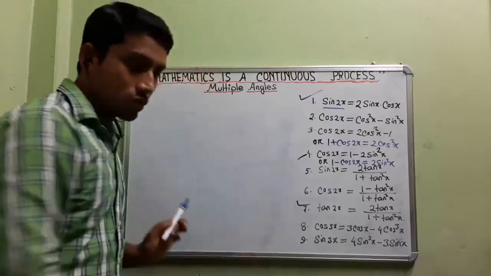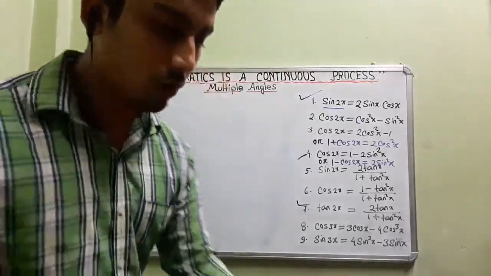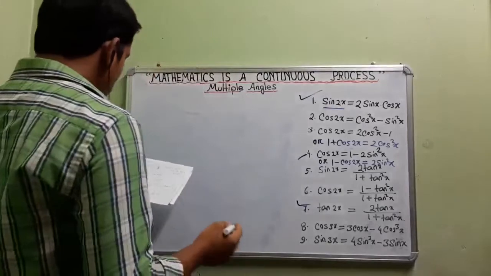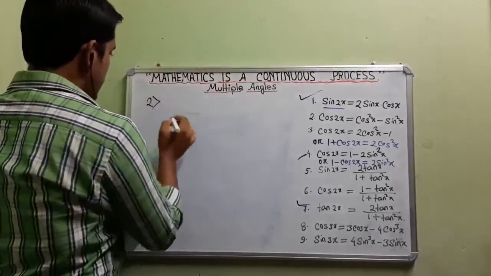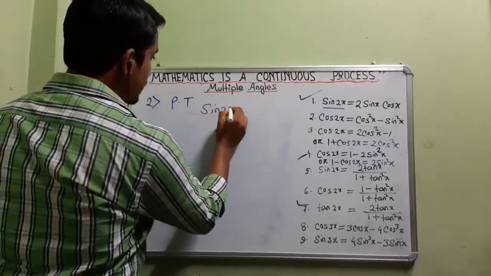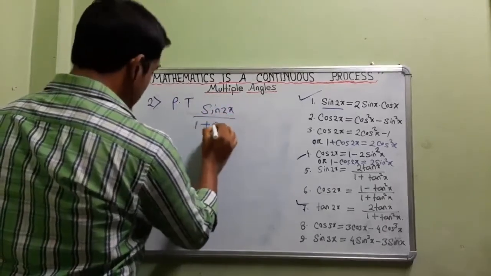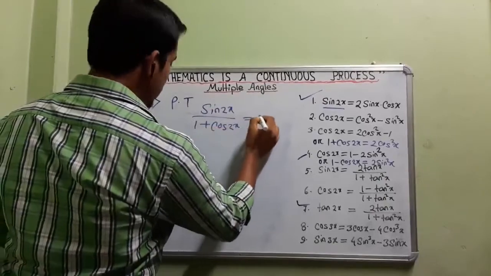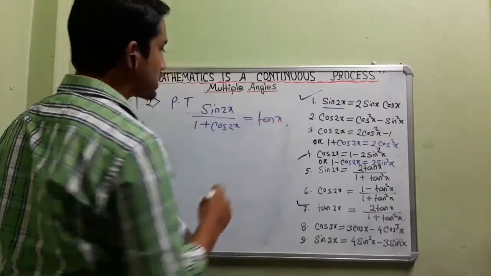Through the problems I'll try to cover all the formulas, meaning how to apply the formulas in various questions. So number 2 is prove that sin 2x divided by 1 plus cos 2x is equal to tan x. That one we are supposed to prove.